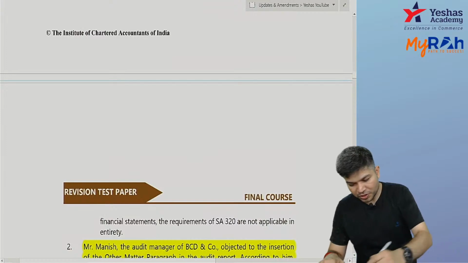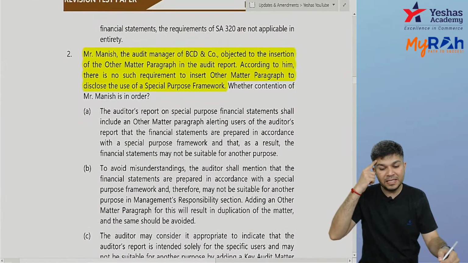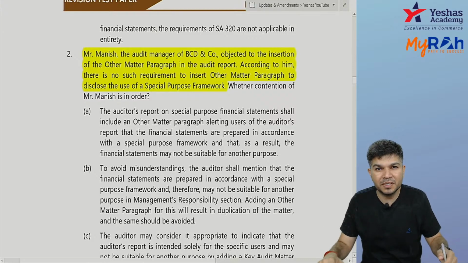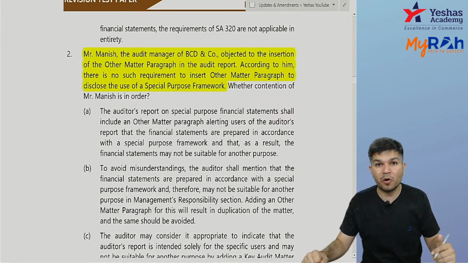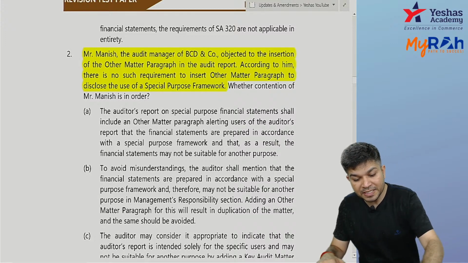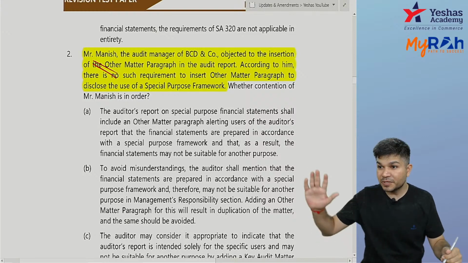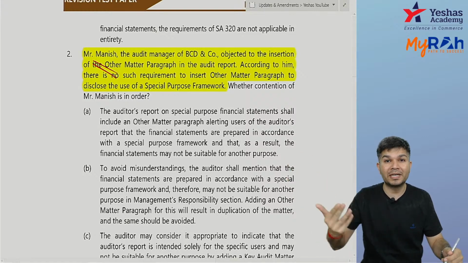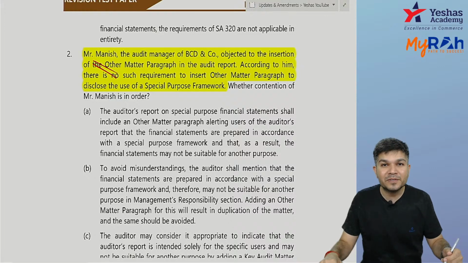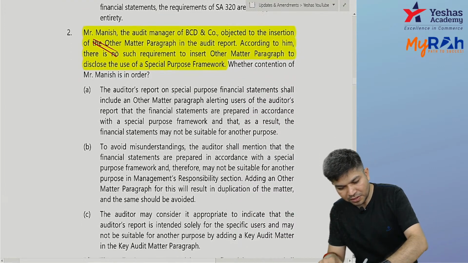Okay, next one, question number 2. Manish, the audit manager of BCD and Company. BCD and Company was the special purpose financial statement auditor, and he is objecting for other matter. I told you other matter will not come. If it's a special purpose financial statement and you want to draw attention, emphasis of matter will come. Other matter will not come. Okay, so let's see the options.